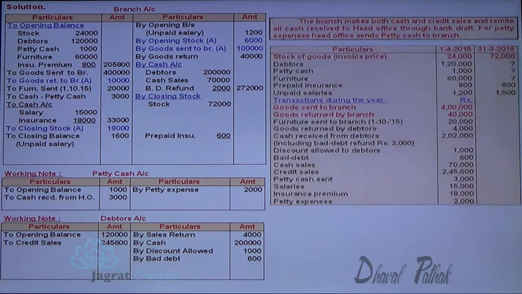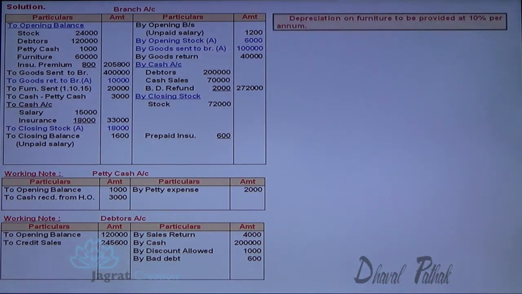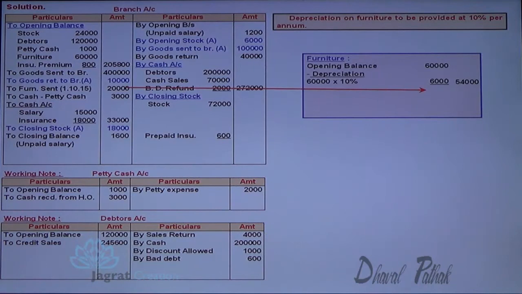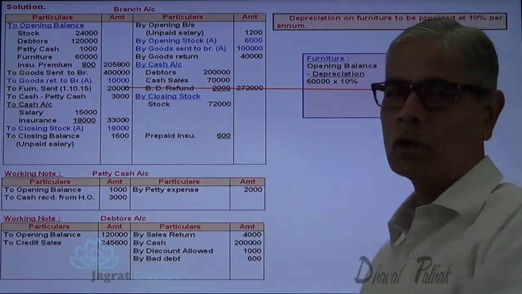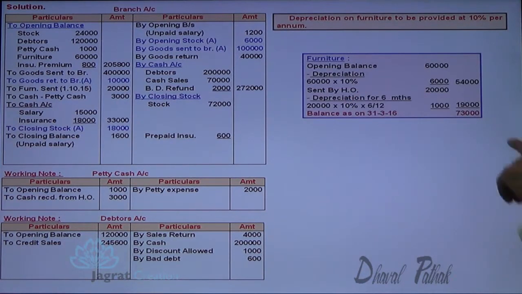Now let me calculate depreciation. On opening balance of furniture, whole year depreciation is calculated. So 60,000 into 10% for the whole year, 6,000 depreciation, less depreciation value 54,000. Furniture given on 1st of October, so 6 months depreciation gets calculated. So 20,000 into 10% for 6 months, 1,000. So less depreciation value 19,000, total value of furniture 73,000.